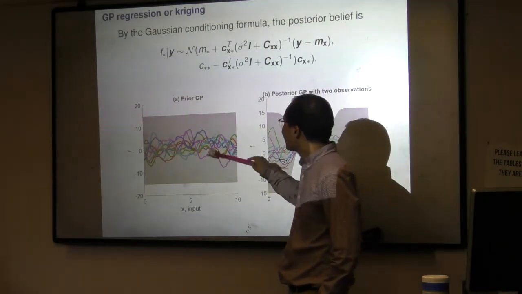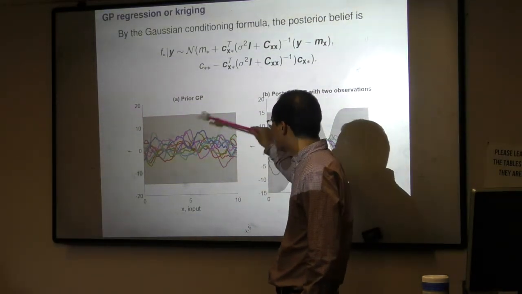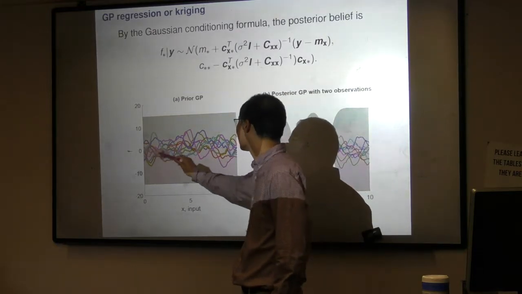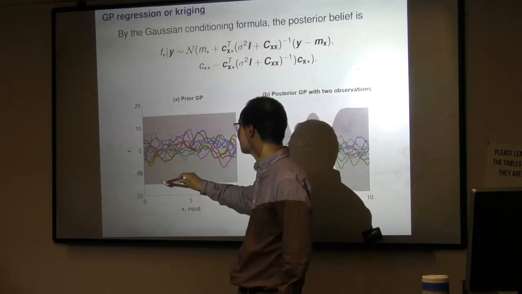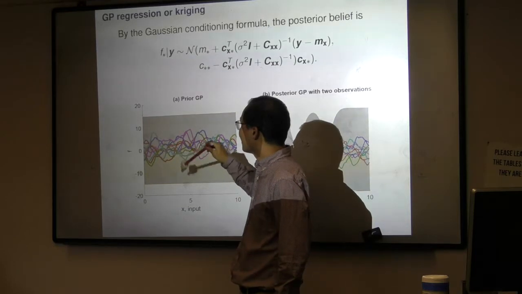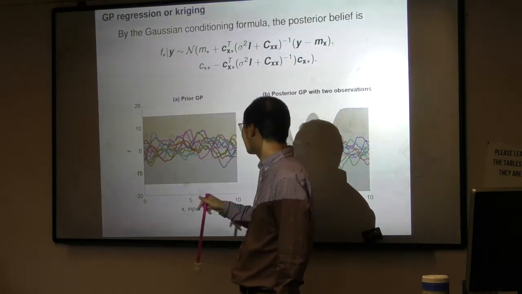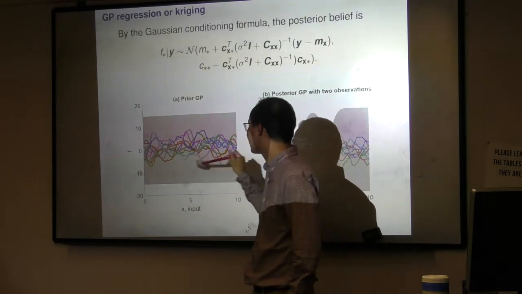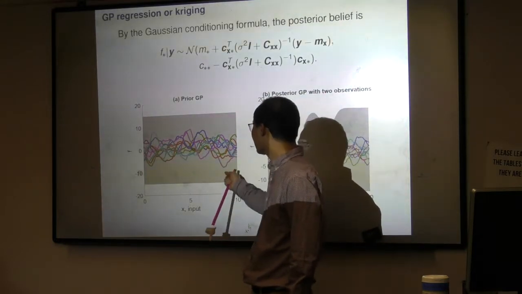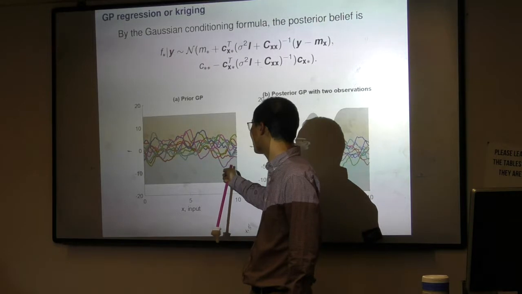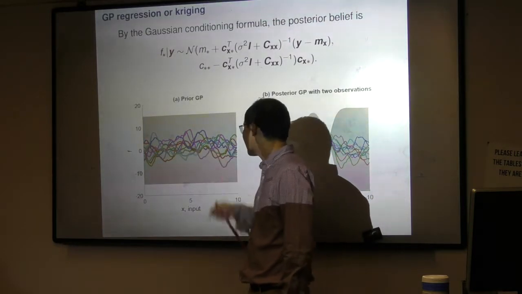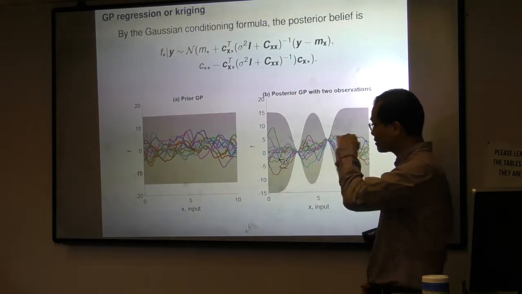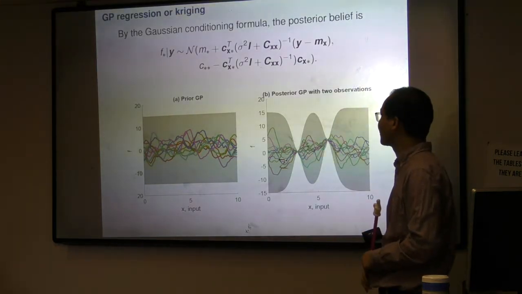So this is a prior Gaussian process with an exponential covariance, zero mean. This line is the mean function, and this shade is 1.5 plus or minus the variance around your mean, and these are random samples. As you can see, before the data is observed, the function is just around zero mean.